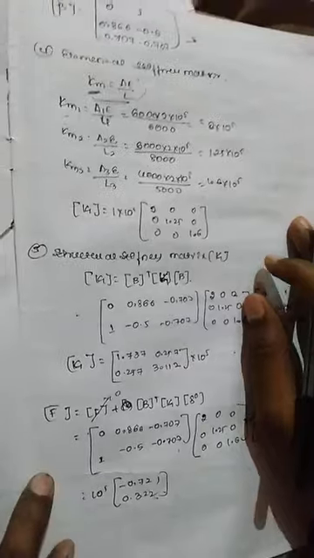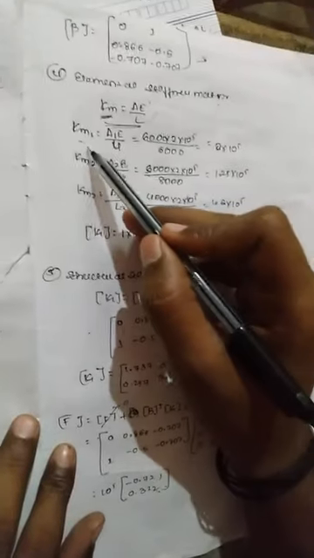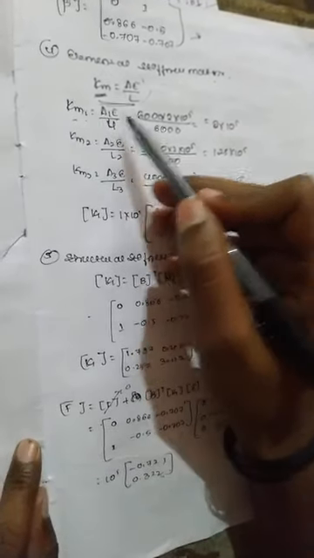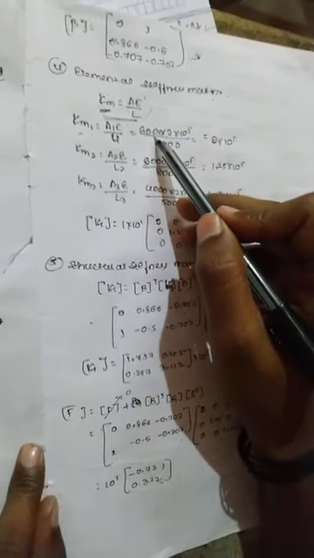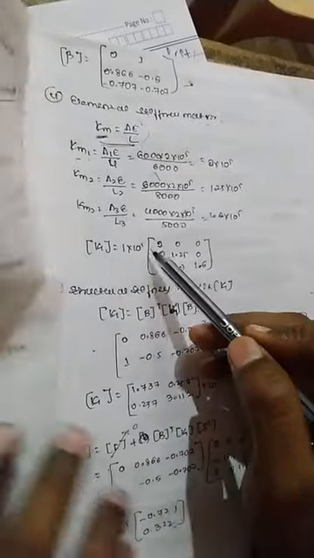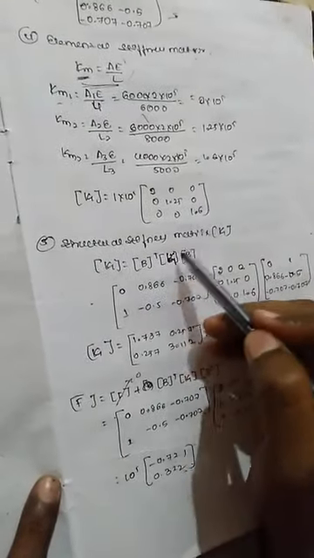So AE by L. For the first member, Km1 is equal to A1 into E. The area changes and E becomes constant. So the area is equal to 6000 into 20 divided by the length, and based on this you get this answer. Do the same for all the members, which have different lengths and areas, but E is constant. So finally we get the K matrix. And the next step is the structural stiffness matrix.